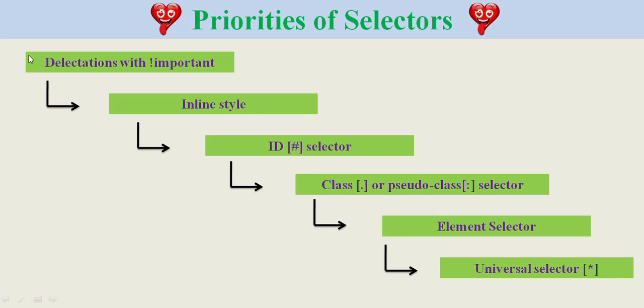That means the declaration with important has the first priority. In sequence, it takes the declaration with important as the highest priority, and after that we have inline style, then the ID selector, then the class or pseudo-class selector, then the element selector, and the least preference in our CSS file is the universal selector. This is the general order you need to keep in mind when using selectors in our CSS file.